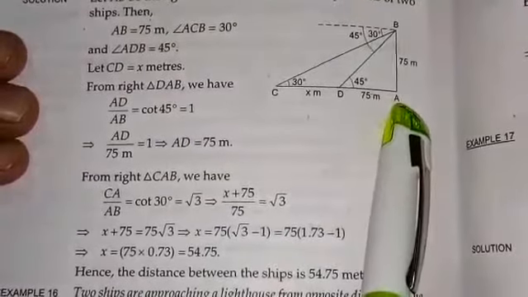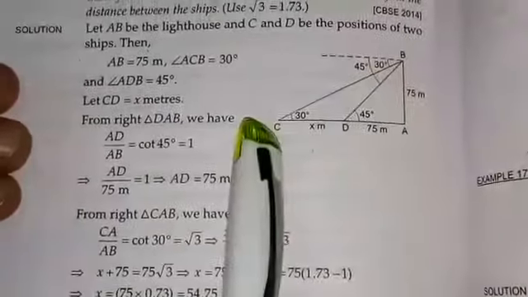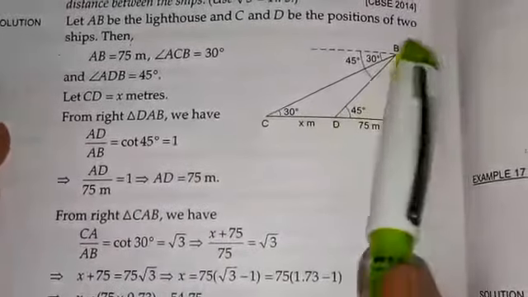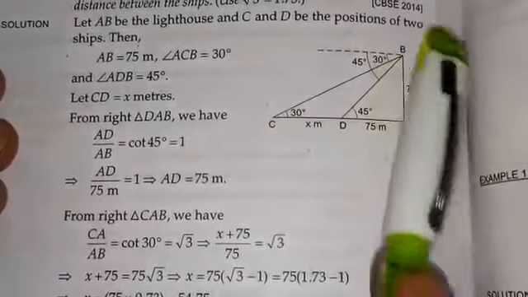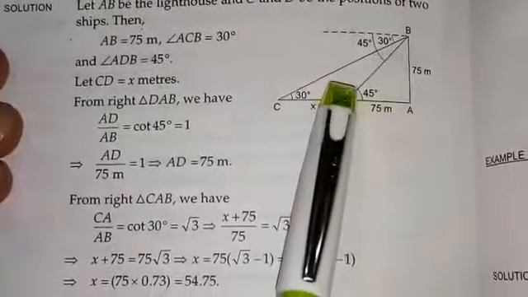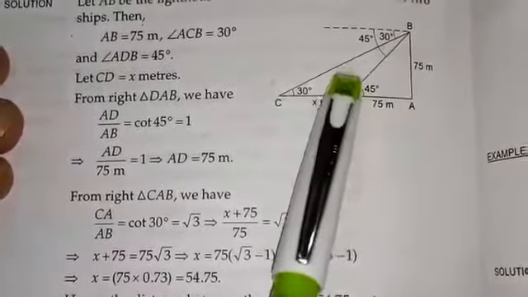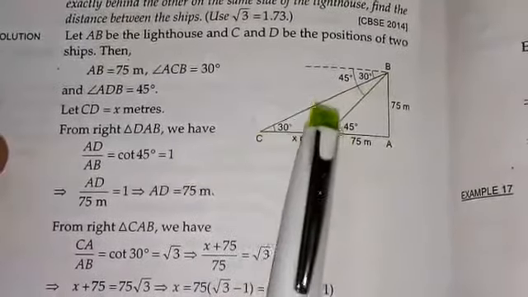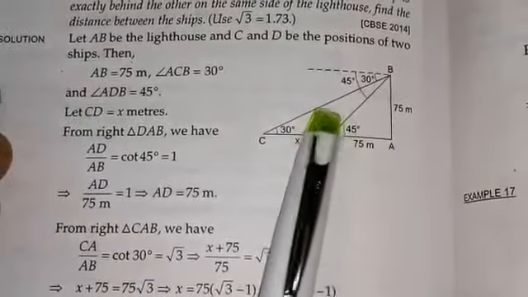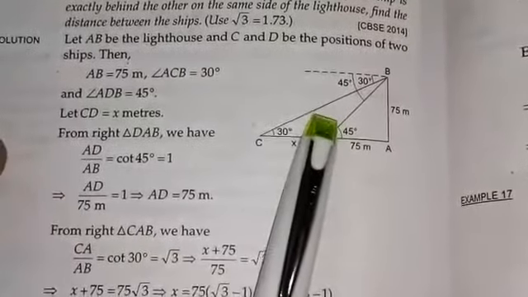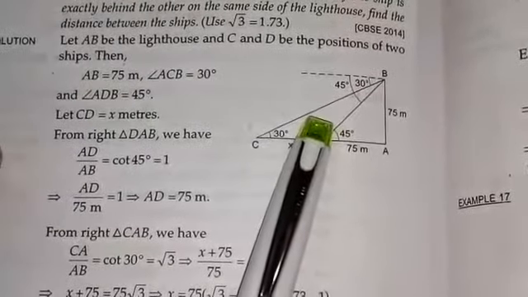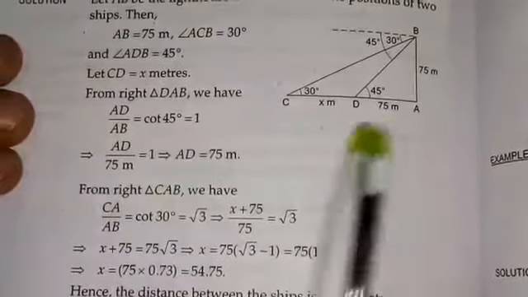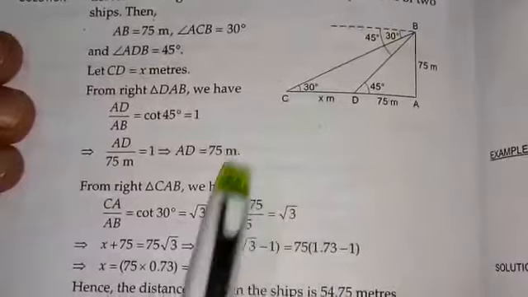Now let's take the other right triangle ABC. We have only two right triangles in this figure. One is ADB and the other is ABC. We cannot use any trigonometric ratio in this triangle BDC. It's not a right triangle. So we cannot apply any trigonometric ratio in this triangle. We have used the first one and found AD. Now let's use the second right triangle, ABC or CAB.